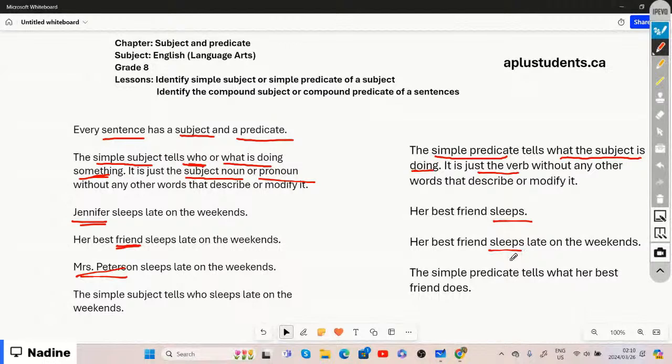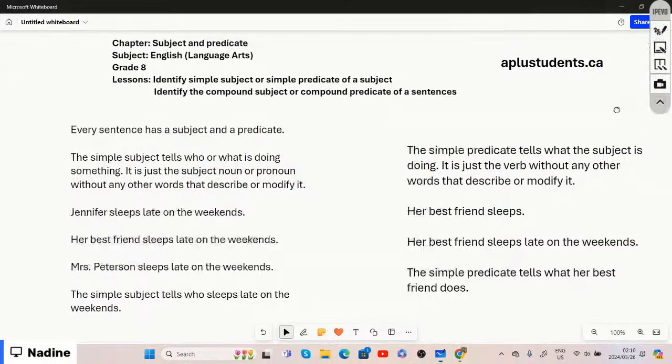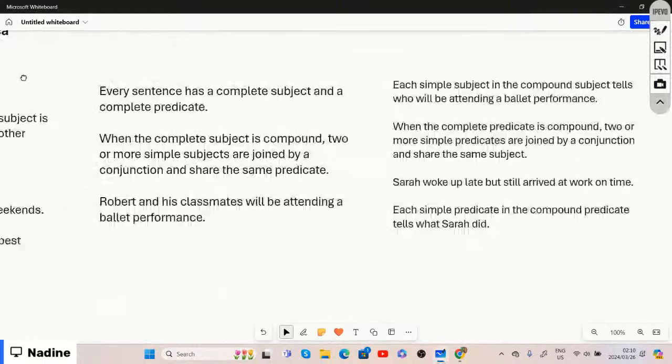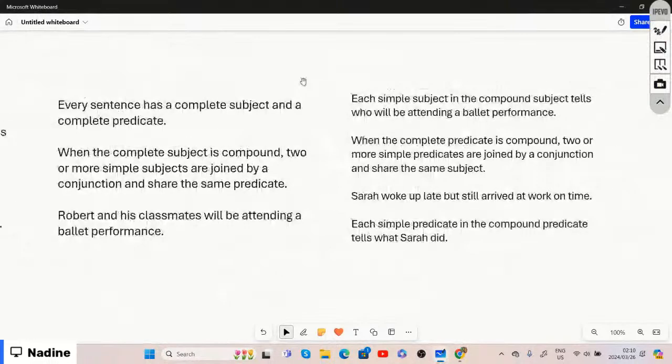In every sentence, we have a subject and a predicate. We have a subject that tells us who or what is doing something, and also what the subject is doing. And each sentence has a complete subject as well as a complete predicate.